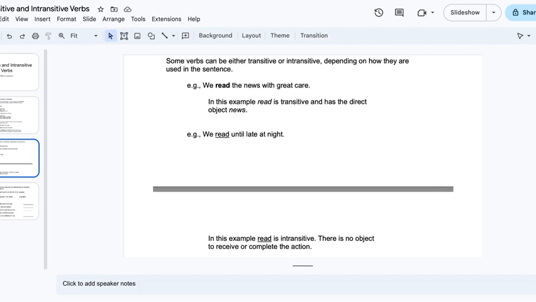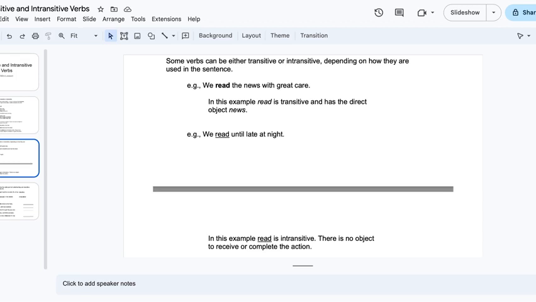So I would look at it, I'd find the verb read, and I'd ask who or what did we read? And the answer is the news. So that makes it a transitive verb. In the next one, we read until late at night. Again, asking read who or what, there's no answer, there's no object to receive or complete the action, and therefore it's an intransitive verb.